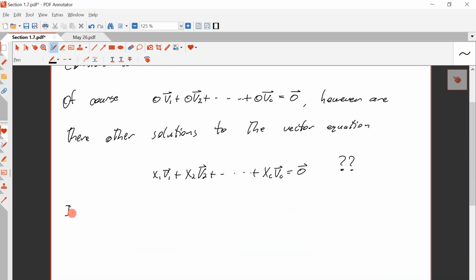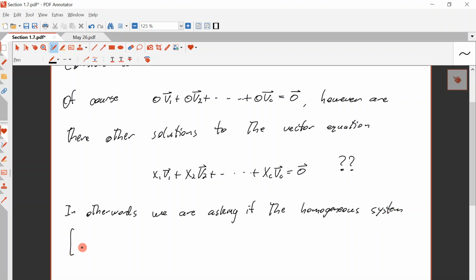So in other words, let's write that down. In other words, we are asking if the homogeneous system v1 through vc, 0 has either one solution, x equal to 0, or infinitely many solutions.